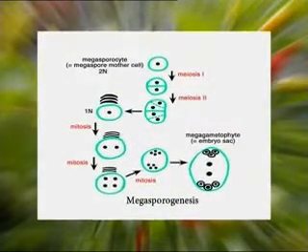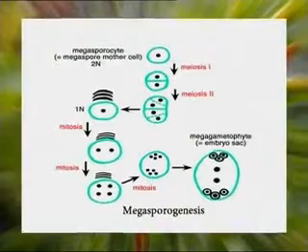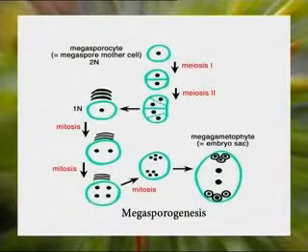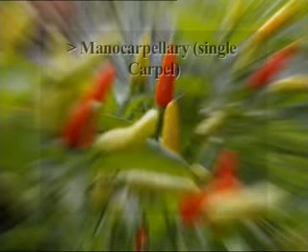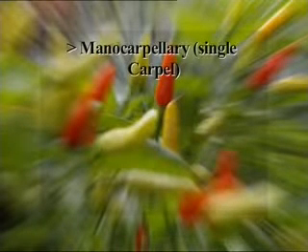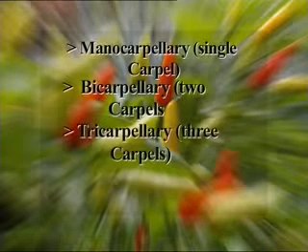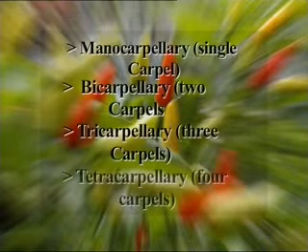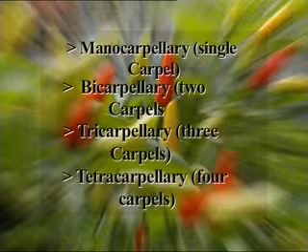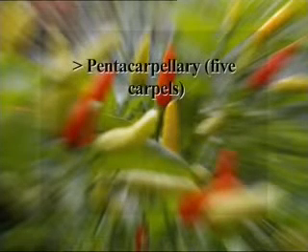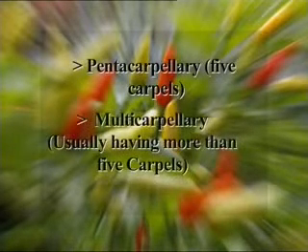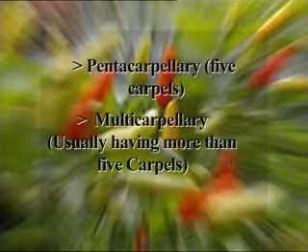A carpel resembles an involutely folded leaf lamina with its margins fused. The number of carpels is usually fixed for a plant species and it is described as monocarpellary, that is single carpel, bicarpellary, two carpels, tricarpellary, three carpels, tetracarpellary, four carpels, pentacarpellary, five carpels to multicarpellary, usually having more than 5 carpels.